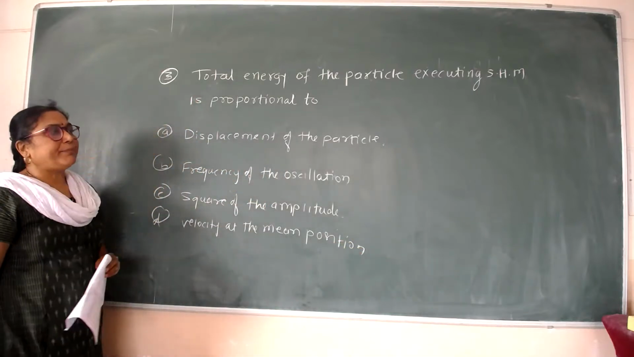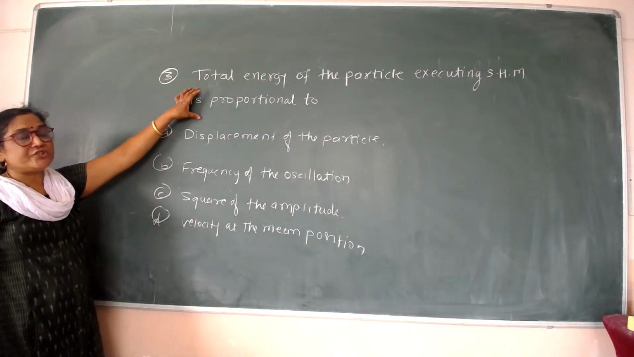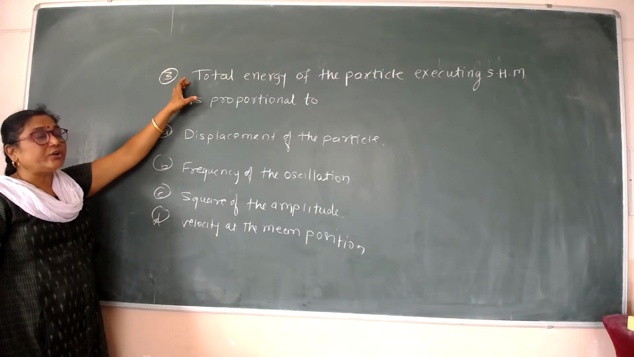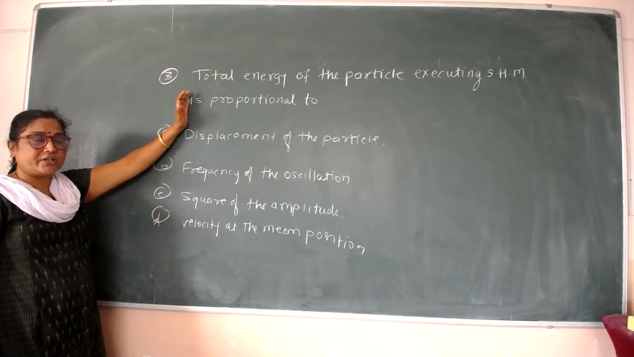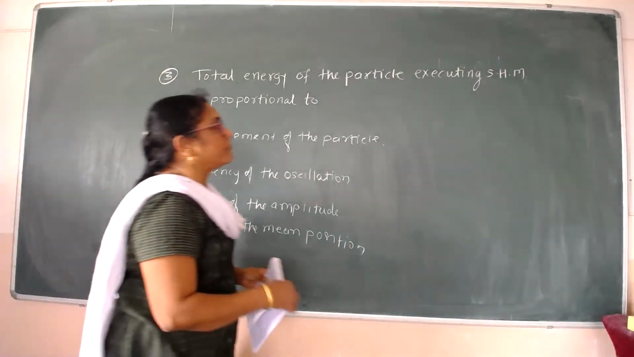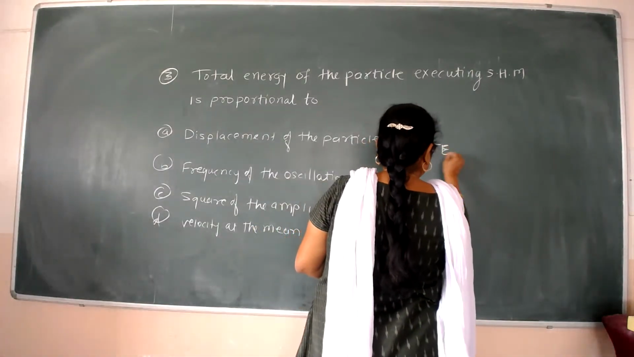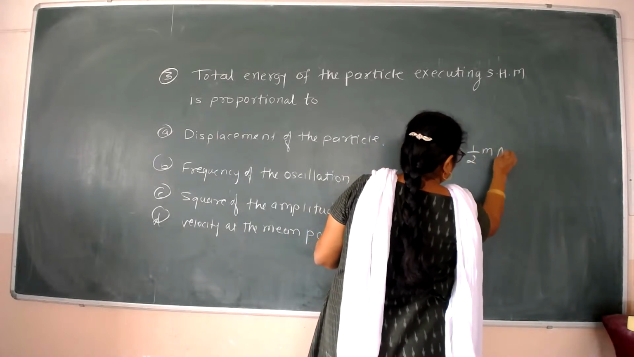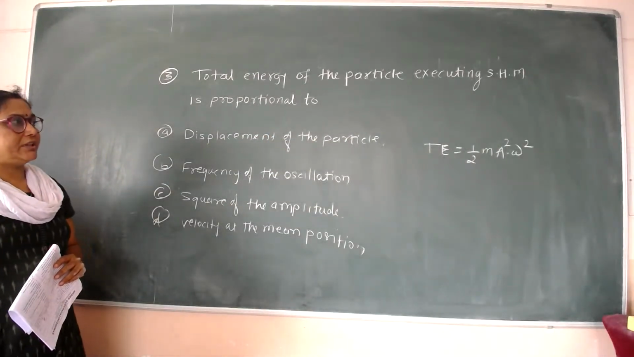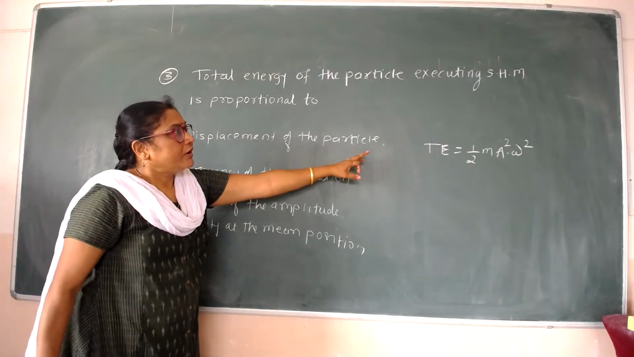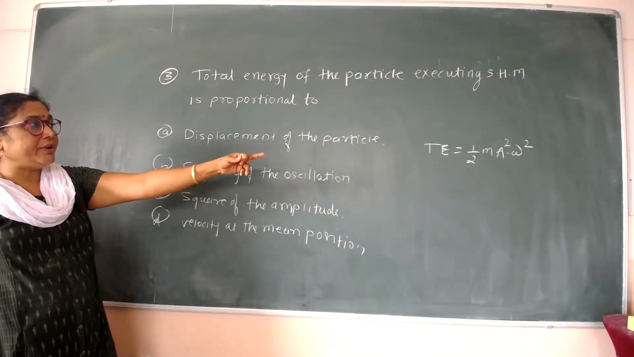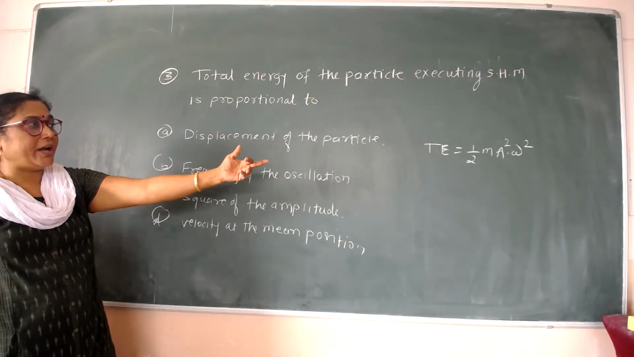The total energy of the particle. We know that the total energy is in the form of kinetic energy as well as potential energy. For simple harmonic motion, we derive the expression, and we know the formula: total energy is equal to half into m into a square into omega square. So remember the formulas and compare the formula with this. Total energy is directly proportional to mass, directly proportional to the square of amplitude, and directly proportional to the square of angular velocity.